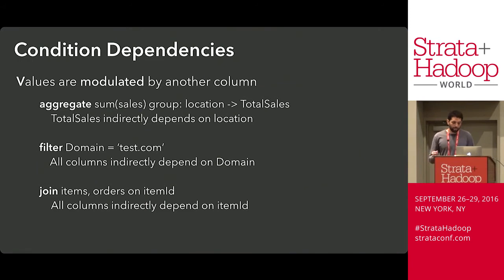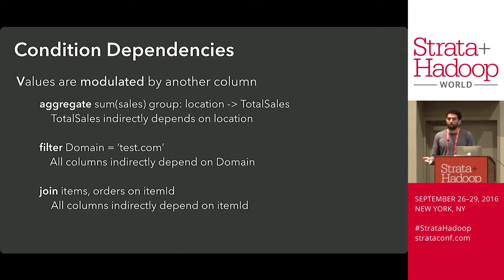But if you removed these indirect dependencies, your values would change, but your script or logic would still be valid. So in this aggregation example with total sales, location is now an indirect dependency. These last 2 transforms are interesting, filter and join.